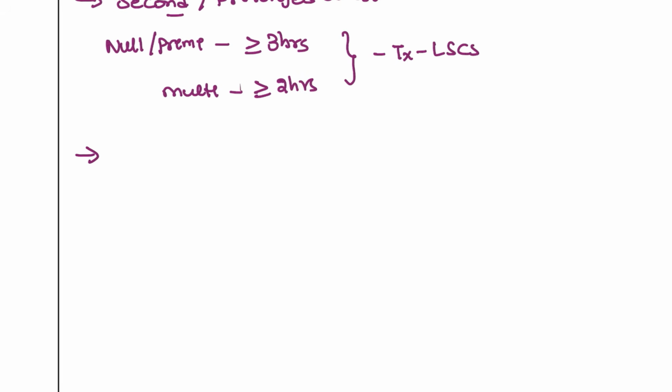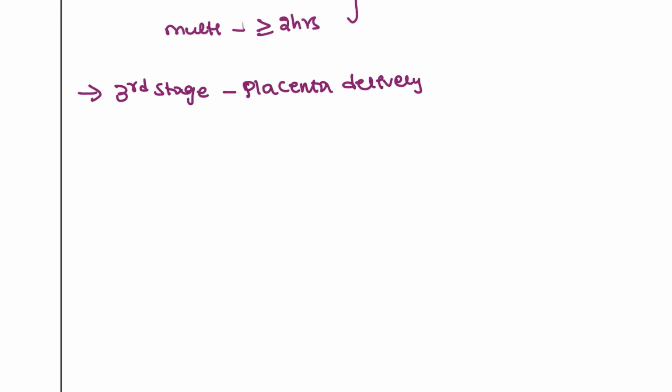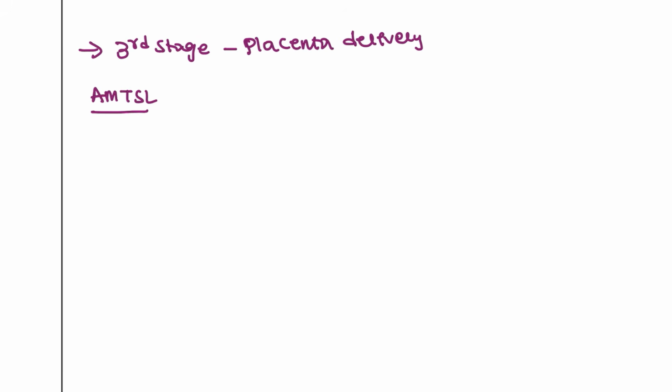Next, last but not the least, the third stage. In the third stage, mostly it is placenta delivery only. The placenta delivery won't be late, because if it is late, we have to think about PPH, or the patient is in some other distress, or amniotic fluid embolism, or any other condition. We have to rule out. And here we have to follow the criteria of the AMTSL. So this is the criteria. They have said there should be 4 components.